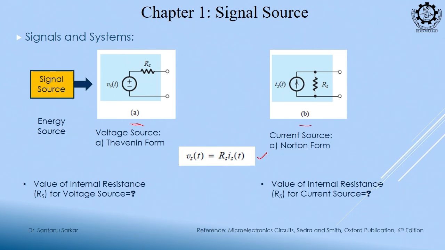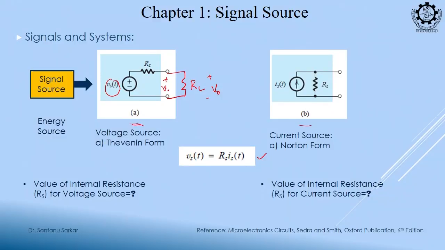Now, let me ask you a question. If I have a voltage source and I have an internal resistance Rs, what should be the value of internal resistance Rs so that it can serve as an ideal voltage source? Can you tell me what should be the ideal value of this internal resistance Rs for a voltage source? Any guess?